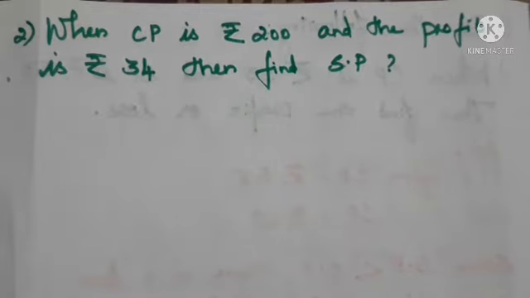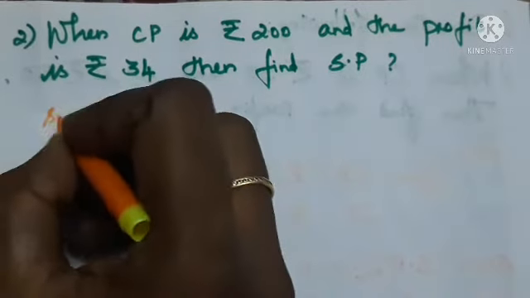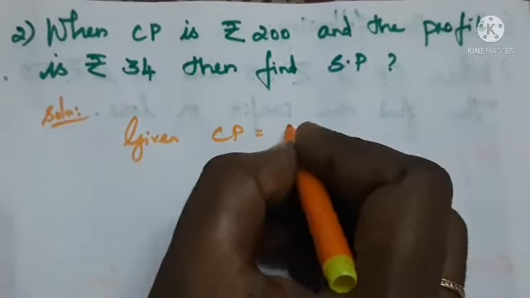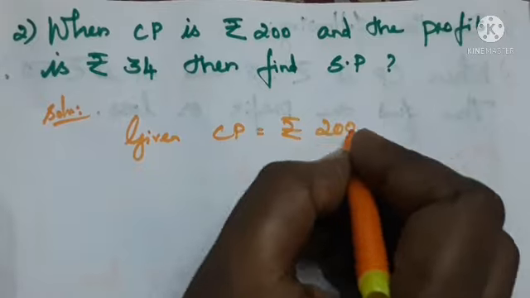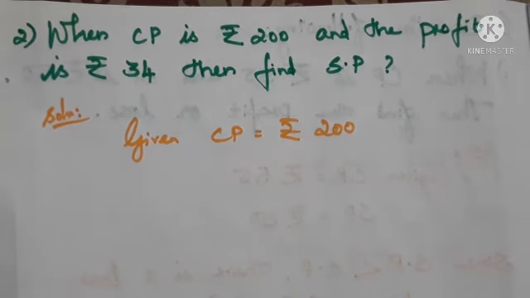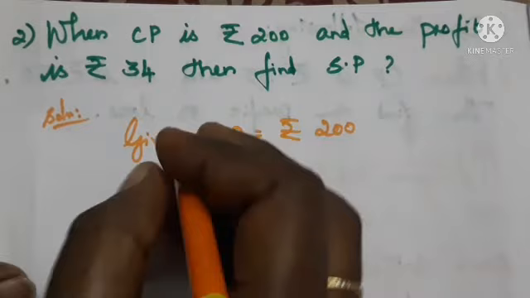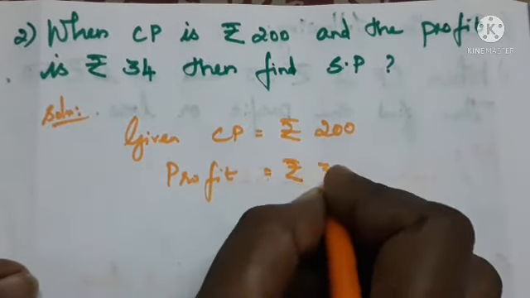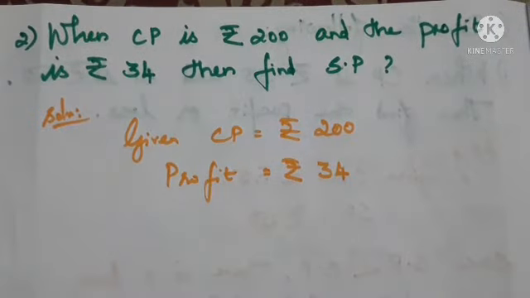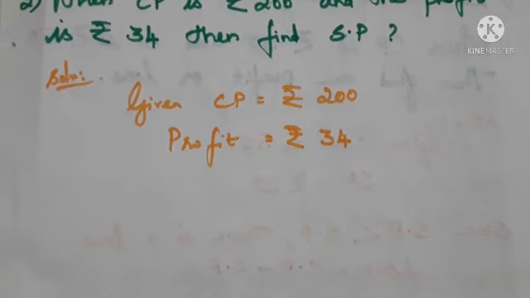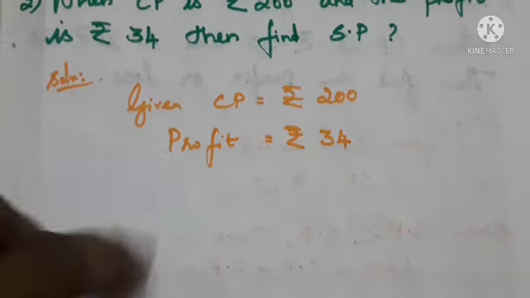Shall we start? We can write the solution and we have to write the given things. Given CP is rupees 200. The cost price of the thing is rupees 200 and they have given profit also. How much profit? Rupees 34 is the profit. So from the given things we have to write the formula.